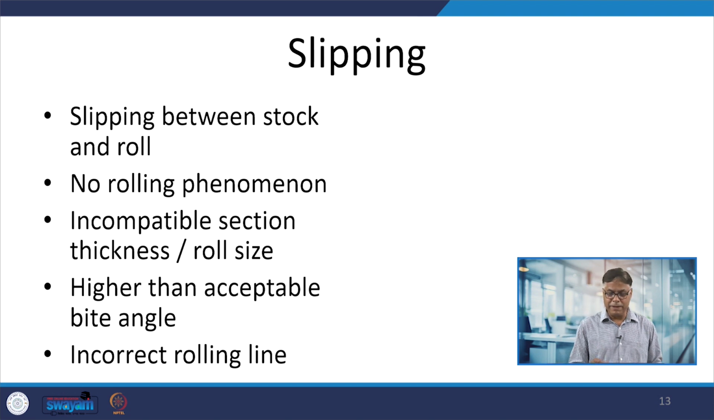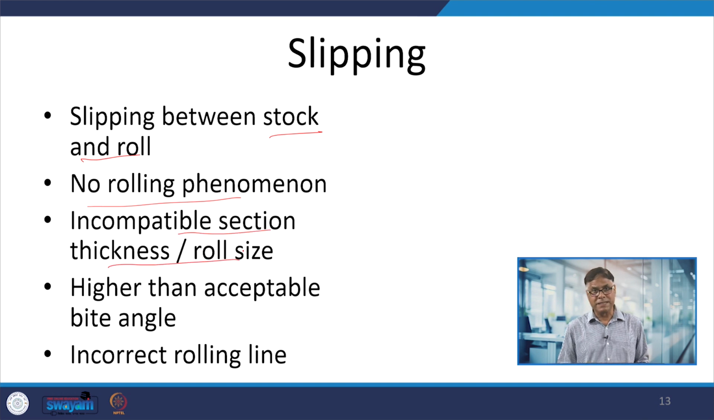Then slipping is another scenario related to the failure of rolling. Slipping between the stock and the rolling material, so no rolling phenomena happen when slipping occurs. Causes include incompatible section thickness or roll size, a higher than acceptable bite angle, or an incorrect rolling line. So, these are a few common failures and the bigger causes related to them.